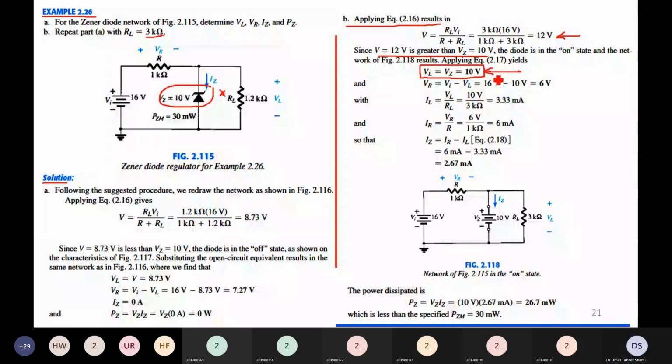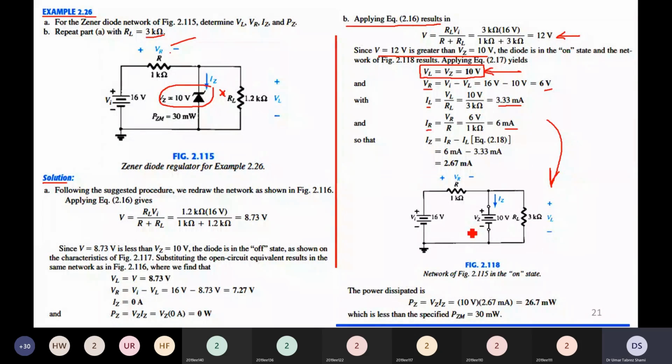Therefore, the voltage VR, the voltage across resistance R, is equal to 16 minus 10, that is 6 volts. The load current IL is 3.3 milliampere. The current IR, the current flowing in the series resistance R, is equal to 6 milliampere, whereas the current in the Zener diode is equal to 2.67 milliampere. And this can be seen in circuit 2.118.